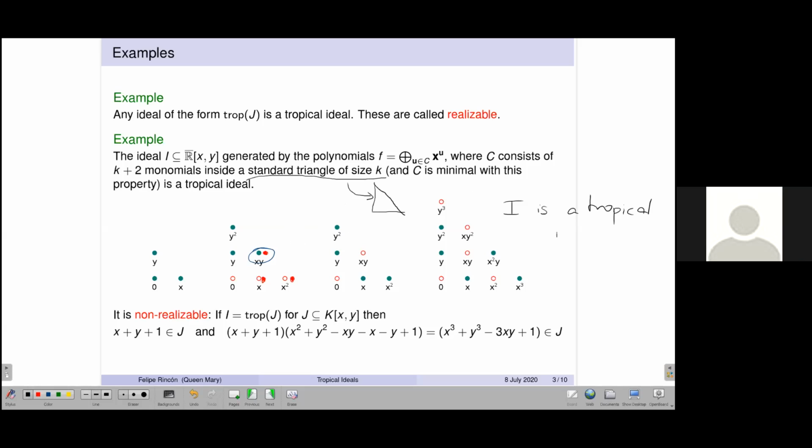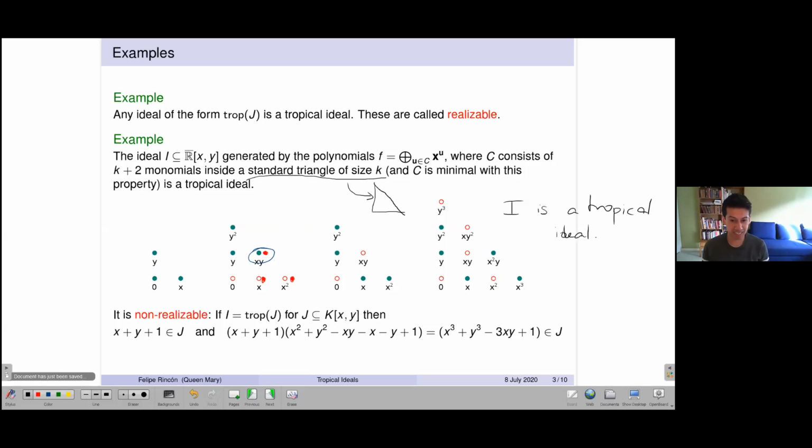We have a question: do you fix the size k? No, you put a generator for all k. So it might be 3 monomials inside a triangle of size 1, or 4 inside a triangle of size 2, or 5 inside a triangle of size 3, and so on. And all of those are going to be put as generators of I.